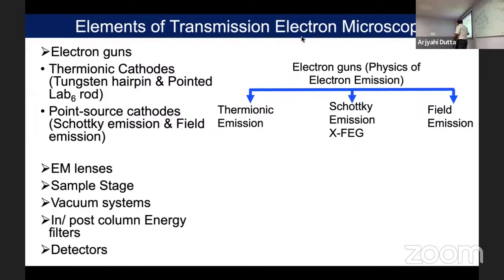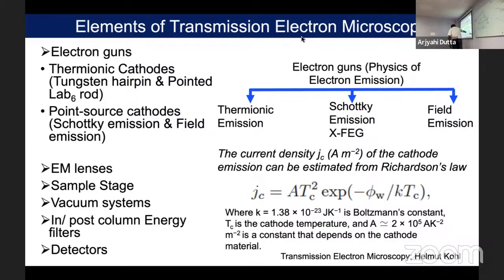So for this electron gun, you have different types of emission, that is thermionic emission, Schottky emission, and field emission. And in this particular case, when there is a metal, how much electron density we are getting from that metal, based on that, we can classify this electron microscope as a good quality microscope or a poor quality microscope. So here you can see that the density we can calculate from this equation, where A is a constant, depending on that metal.